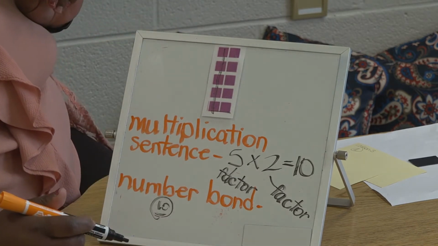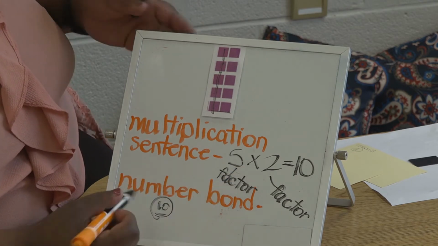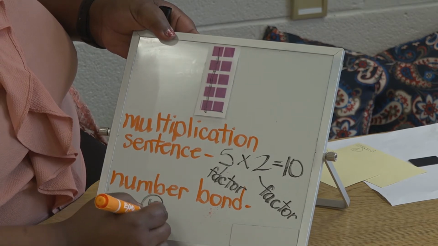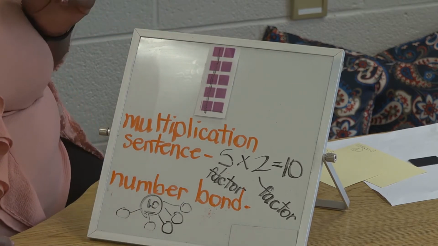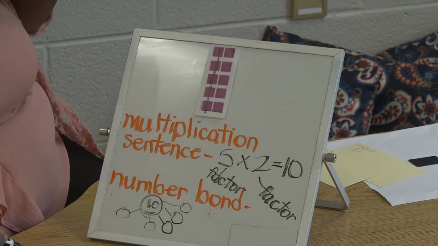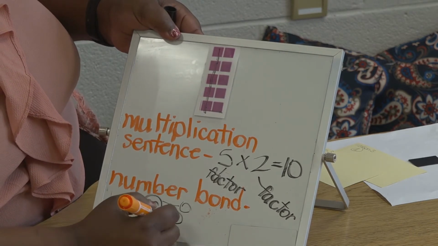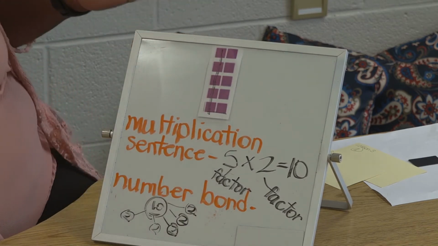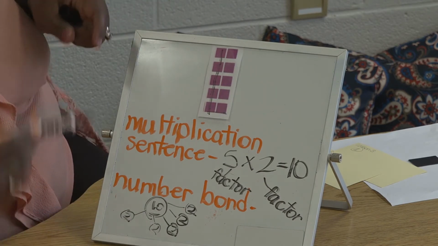Now, how many circles do I need to draw? The first factor tells me it has a 5 here. So I need 5 small circles. 1, 2, 3, 4, 5. Now what's going to go in the small circles that surround the product? It's going to be the second factor, the 2. 2, 2, 2, 2, 2. And this again shows me that 5 times 2 equals 10.